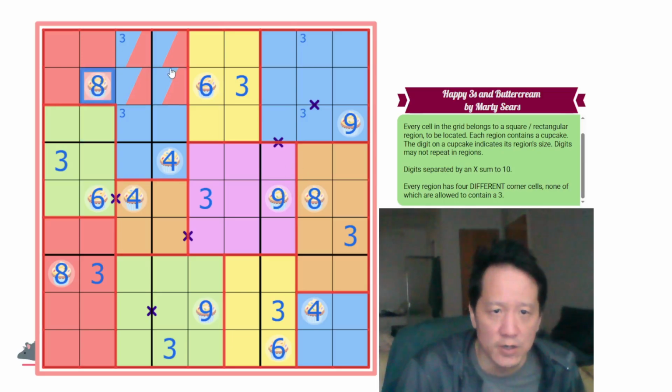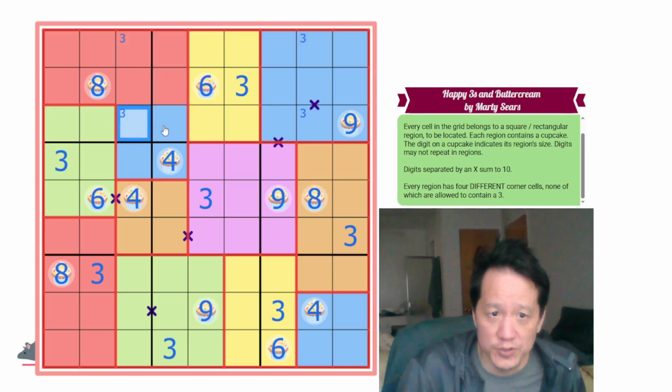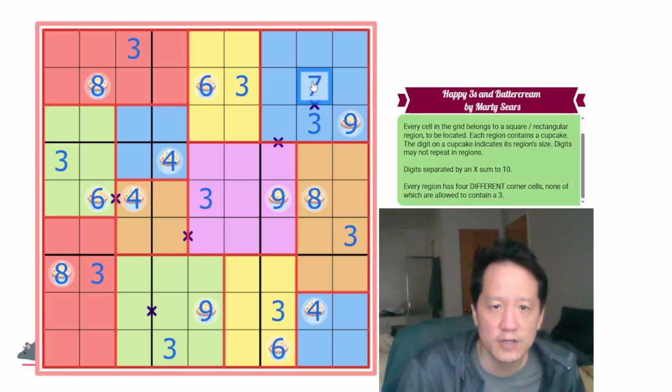So this has to be all red. And therefore this is blue, and here is the boundary here. So this can no longer be 3 because it's in a corner. So this must be a 3, which means this can't be 3, which makes this a 3. Now 3 adds up with 7 to add up to 10, so this has to be 7 here.